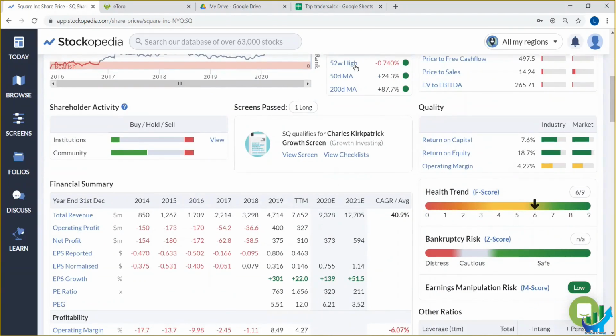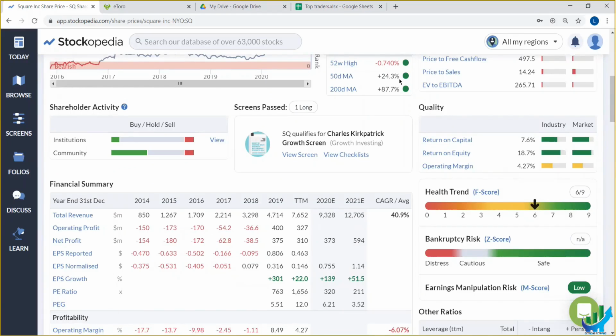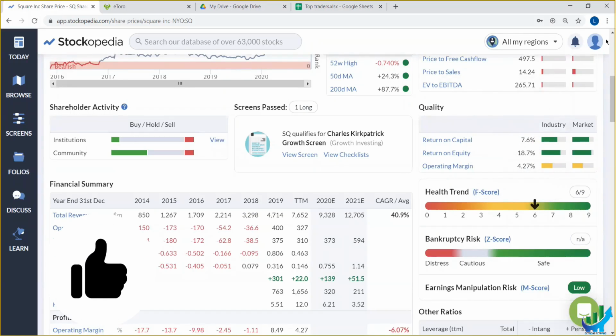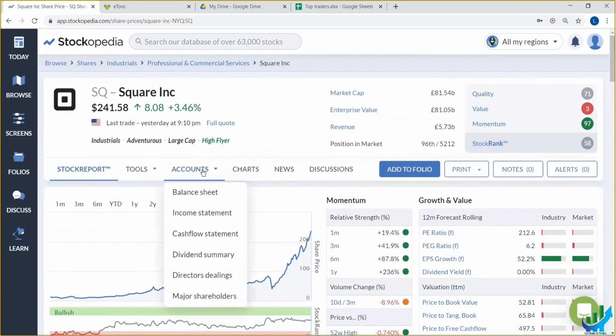It's not far off its all-time high. As for the moving average, all that means is you take the last 50 days of its stock price and compare it to today, and the share price today is higher. And if you take it over the last 200 days, the moving average is again very positive. This is a good company. I love this company. I think it's going to take over from the likes of PayPal in time.